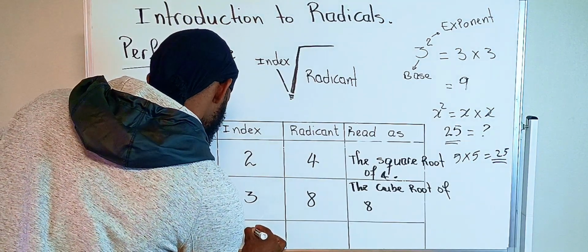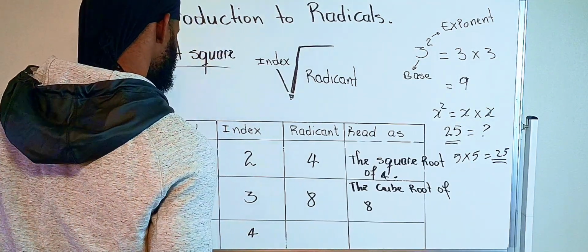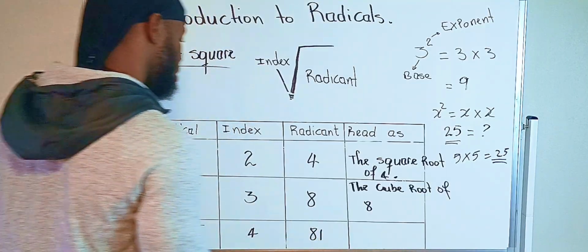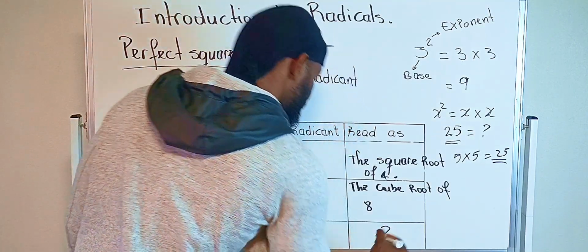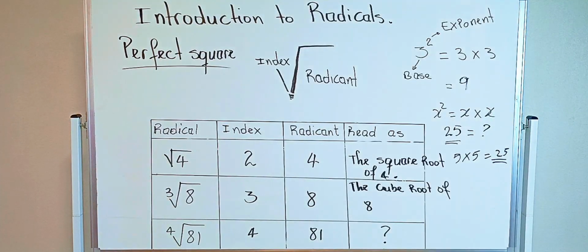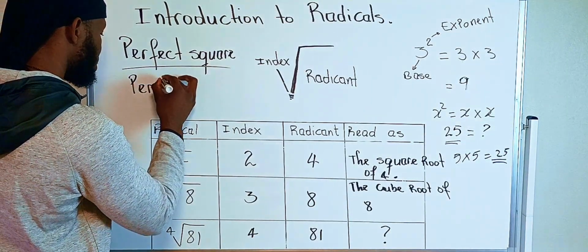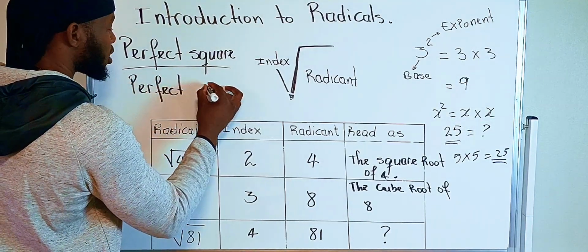Let's go for this one. We have 4, which is the index, and 81, which is the radicand. Guys, let me know in the comments how I can read this. So exactly, let's go right now for perfect cubes. We don't have only perfect squares, but we have perfect cubes.